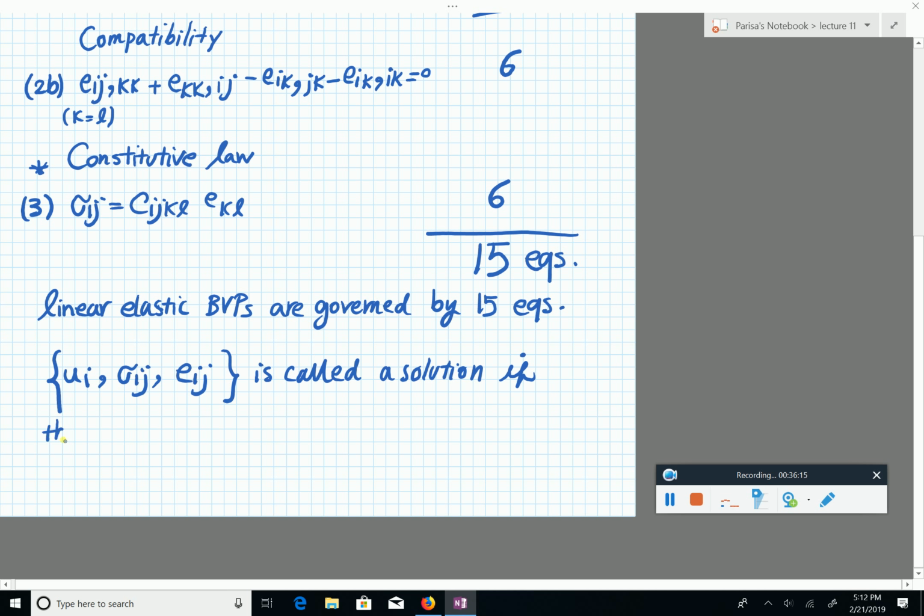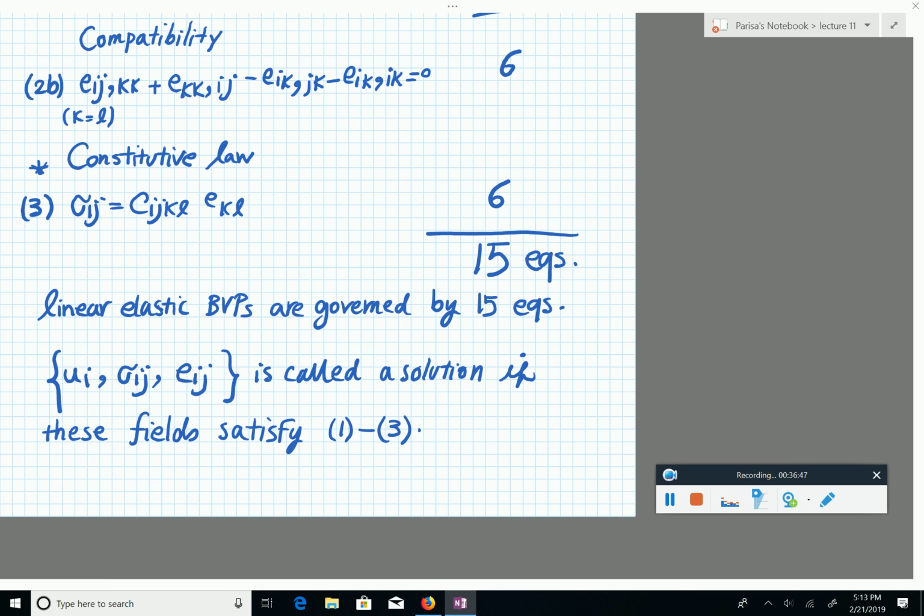if these fields, these are all fields, right? Stress strain fields, satisfy 1, 2, 3. So are we done then? We have the 15 equations, 15 unknowns. Perfect. We can go ahead and solve the problems. What is missing to define a boundary value problem?